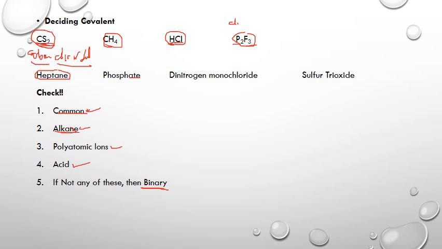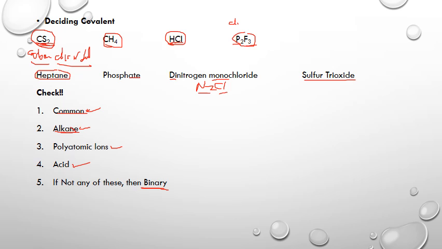Dinitrogen monochloride. Not common, not alkane, not polyatomic, not acid, so binary. Another way you can tell it's binary is because it uses prefixes. So this would be N2Cl. Don't put any charges on it. Don't put any minuses or pluses. It's just simply N2Cl.